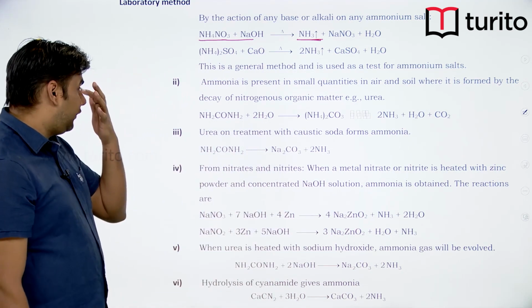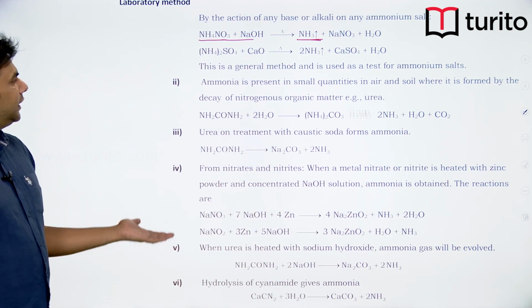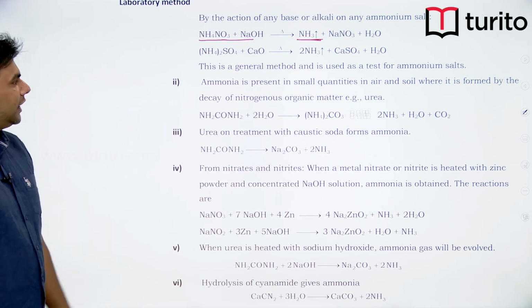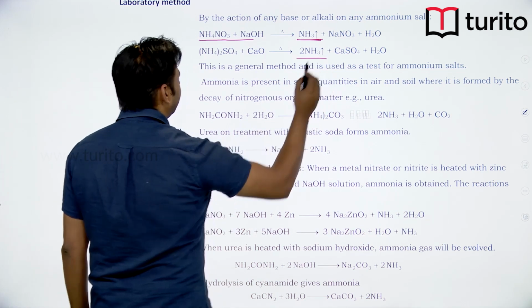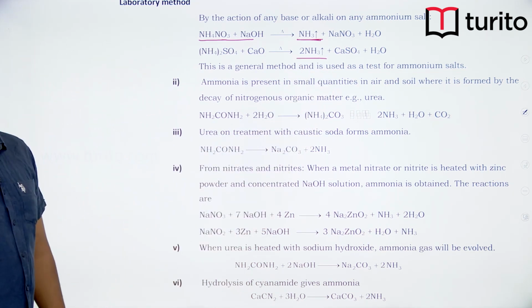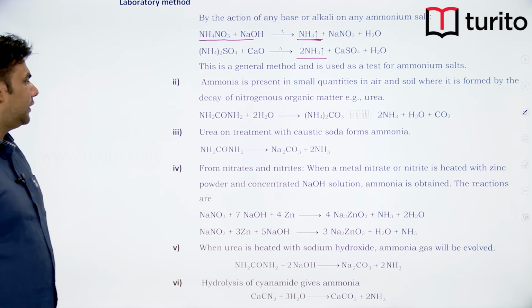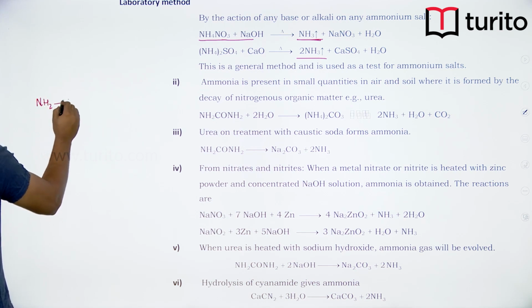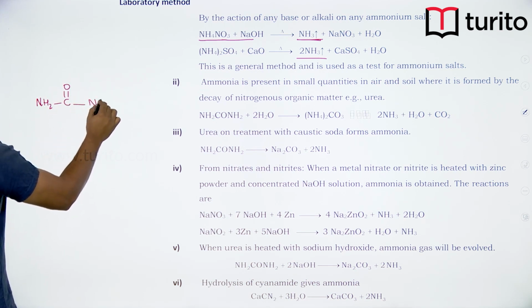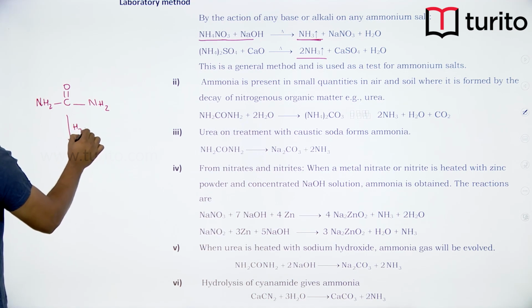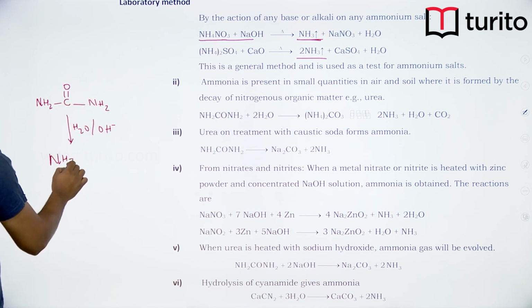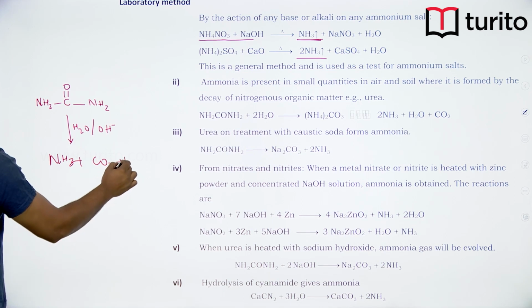When you react ammonium sulfate with calcium oxide, calcium oxide will react because it is basic in nature, so it will take out the sulfate ion and form calcium sulfate, and ammonia would be liberated. This is a general method and is used for the test of ammonium salt as well. Another reaction could be if you take urea and react it with water or with a base. The OH negative attacks the carbon, NH2 negative goes out and finally it forms ammonia. So we are going to form ammonia plus CO2 plus water.